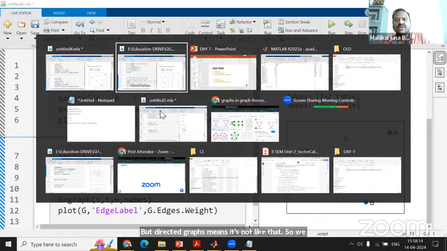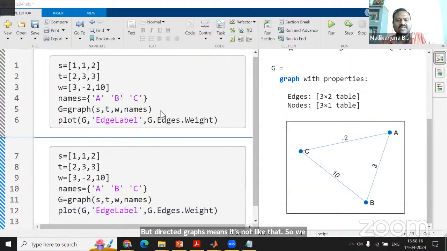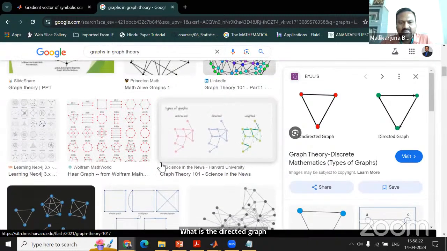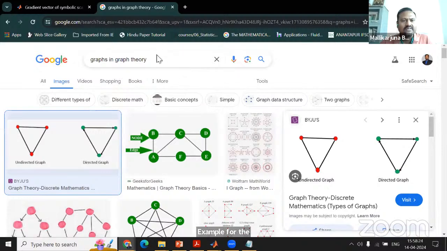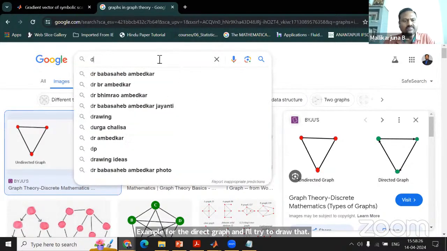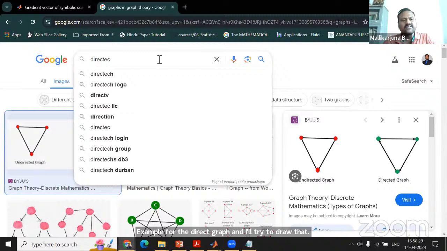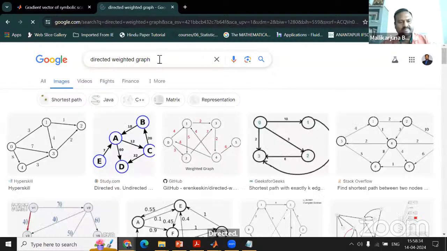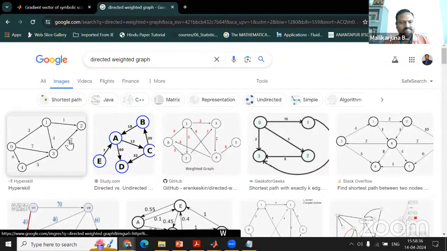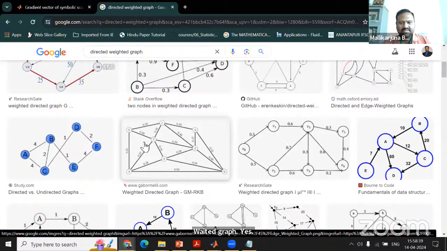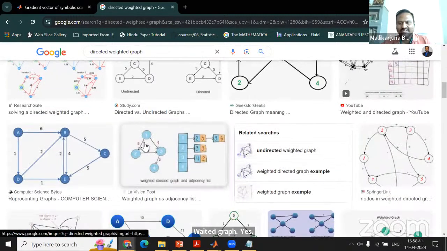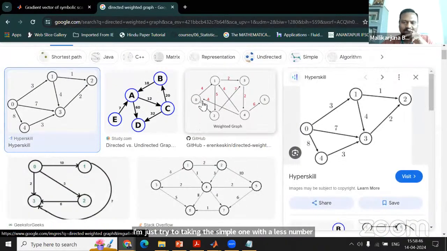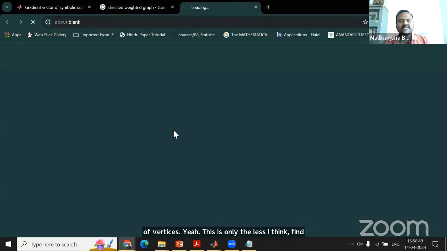Let me check one problem. What is the directed graph? Let me take an example of a directed weighted graph and try to draw that. I'm just taking a simple one with fewer vertices. Fine, no issue. So let me take this.